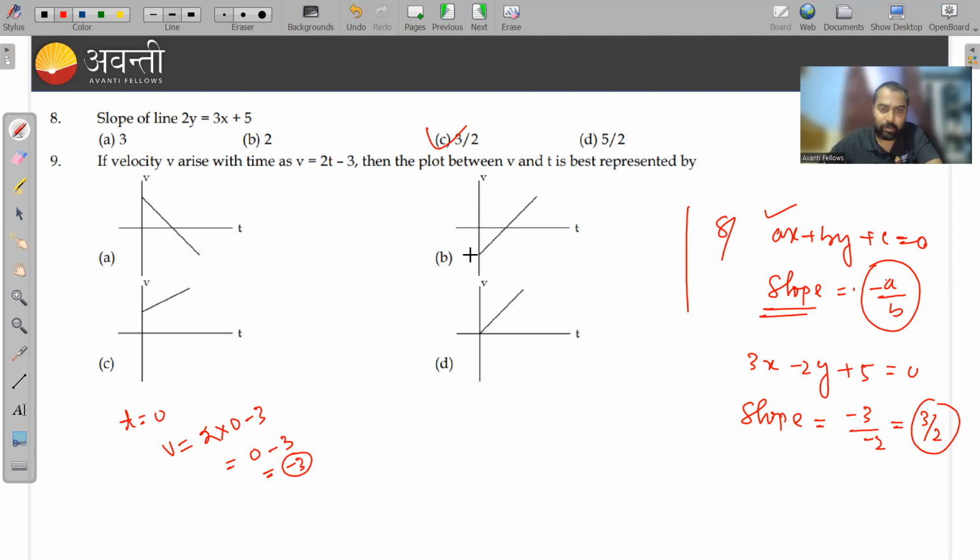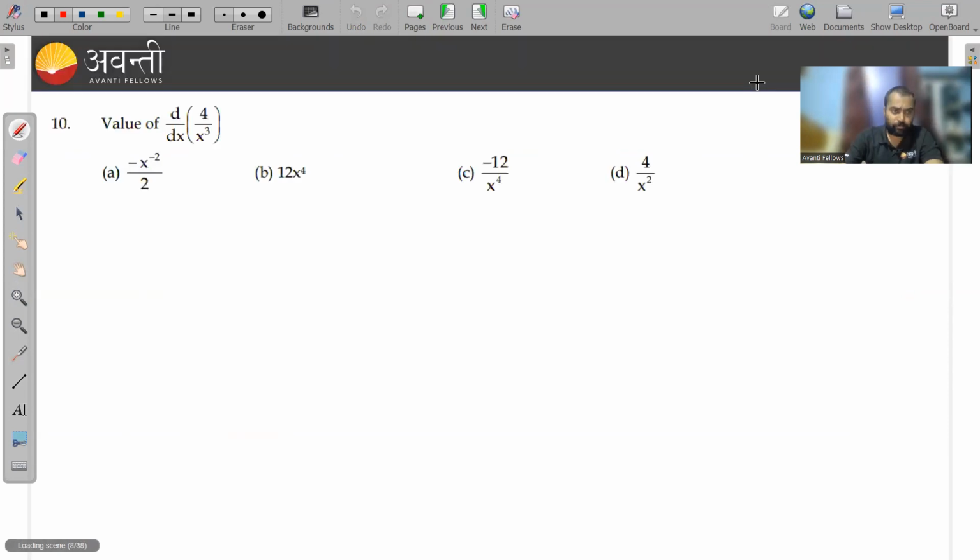So where is it lying? Minus 3, negative. So this point will be (0, minus 3). This is the best graph representing question number 9. So option B is correct, right? I hope it's a very simple question and clear to all. Let's move to the next question. Now come to the differentiation portion. All of you did all these things in the first chapter, that is fundamentals of mathematics. So let's discuss these questions.